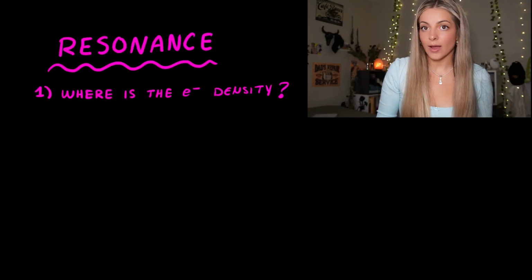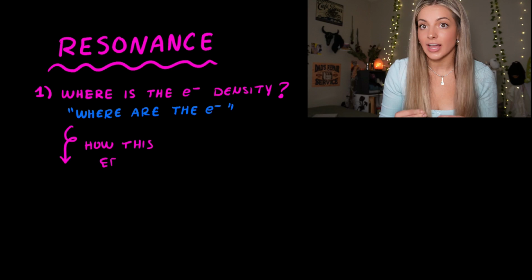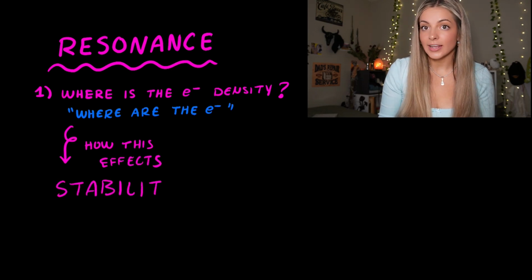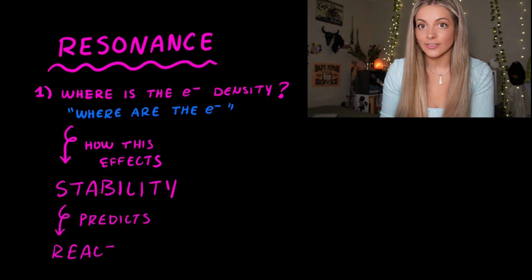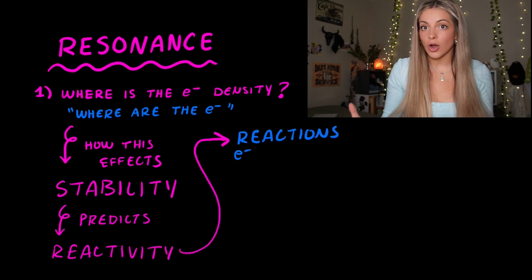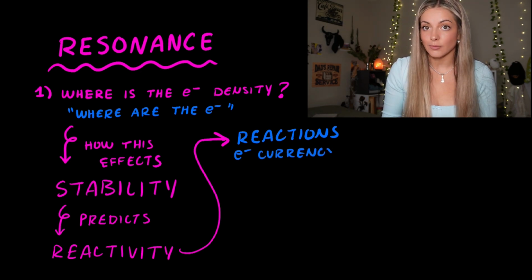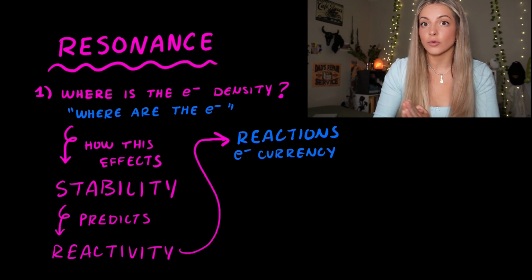So every single time we are asked to draw a resonance structure, what we are trying to do is figure out where the electrons are. Hence, what atoms does the electron density reside on? And what does this do to the stability of the structure? And the stability will end up predicting the reactivity. And the reactivity is very important when it comes to organic chemistry because we're talking about reactions, where the electrons are the currency in organic chemistry required to perform every single reaction ever.